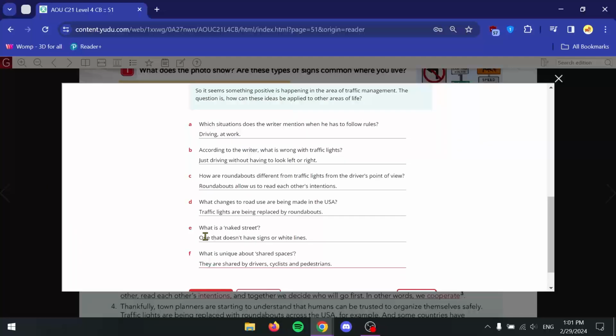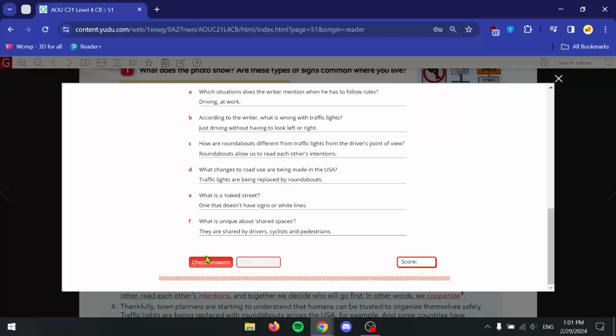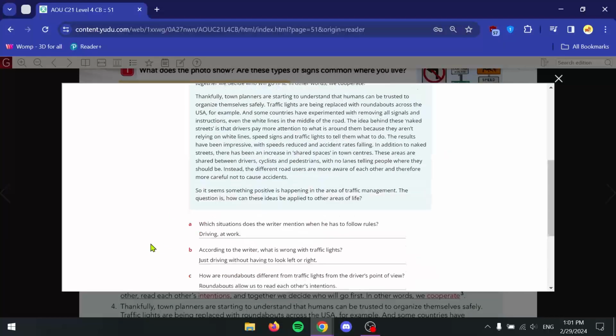Okay, so these were the answers. I hope yours were similar to these. Driving at work, just driving without having to look left or right. Roundabouts allow us to read each other's intentions. Traffic lights are being replaced by roundabouts. One that doesn't have signs or white lines. And finally, they are shared by drivers, cyclists, and pedestrians. Okay.